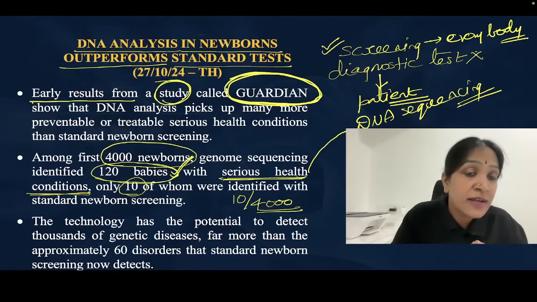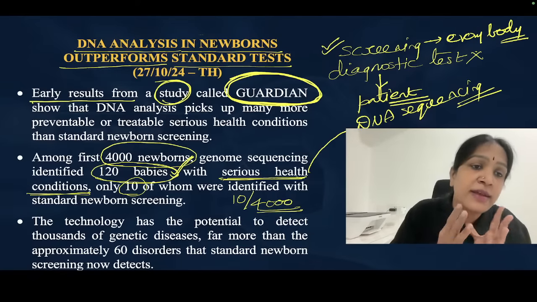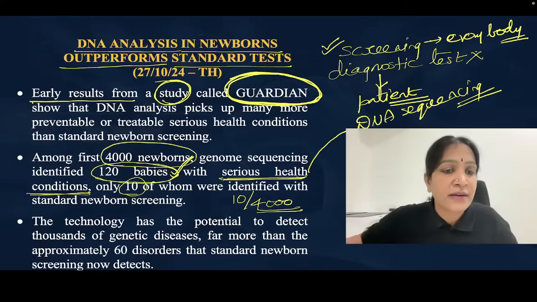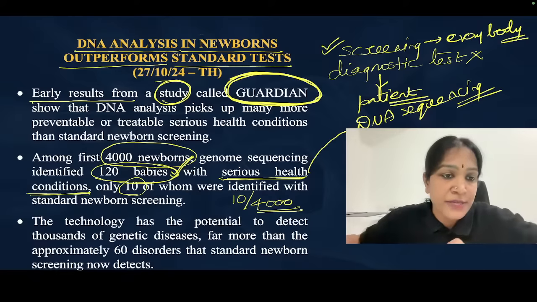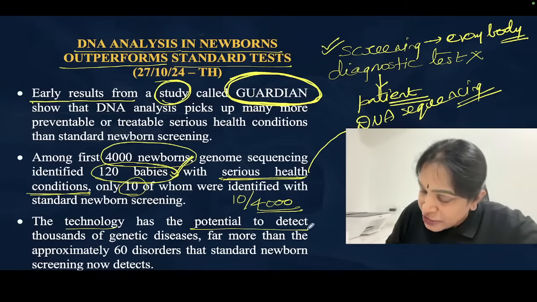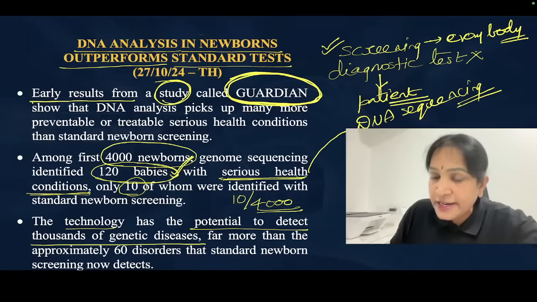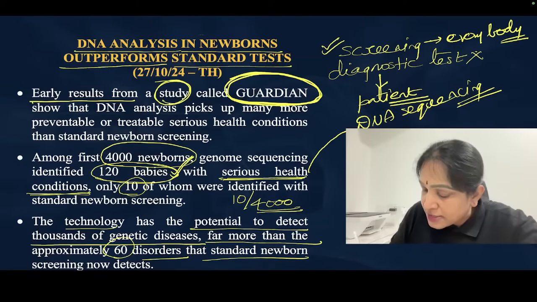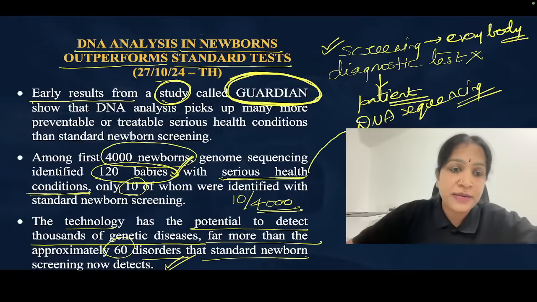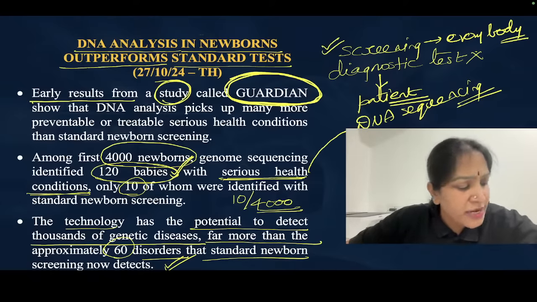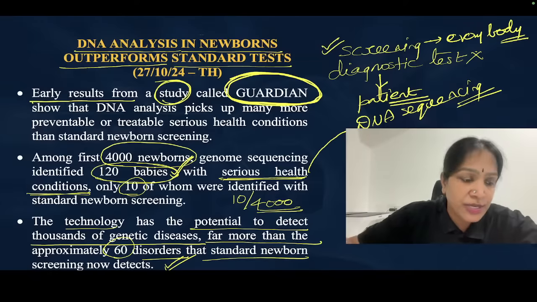Is it so that they could not take any precautionary steps? Did you understand? They have to take the action only after the disease comes out. The disease starts expressing itself. Is it clear? Therefore, this technology has a potential to detect thousands of genetic diseases, far more than approximately 60 disorders that standard newborn screening now detects. Is it clear? Long-term diseases, any genetic disease, any disease caused by genes.